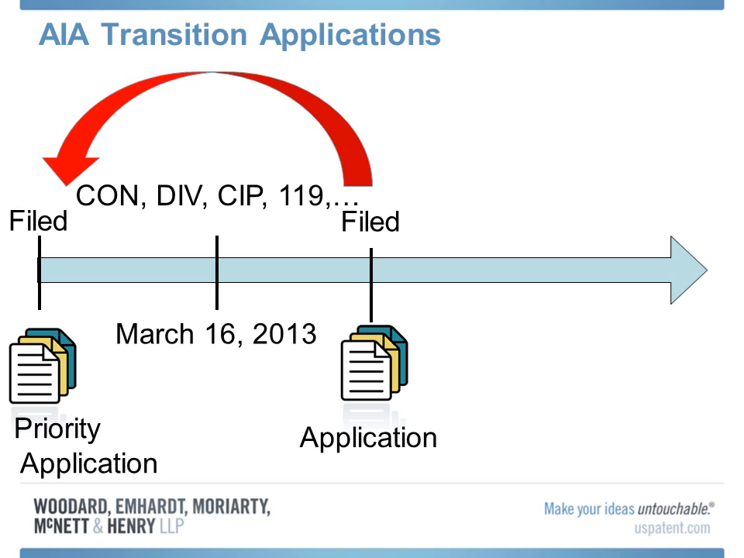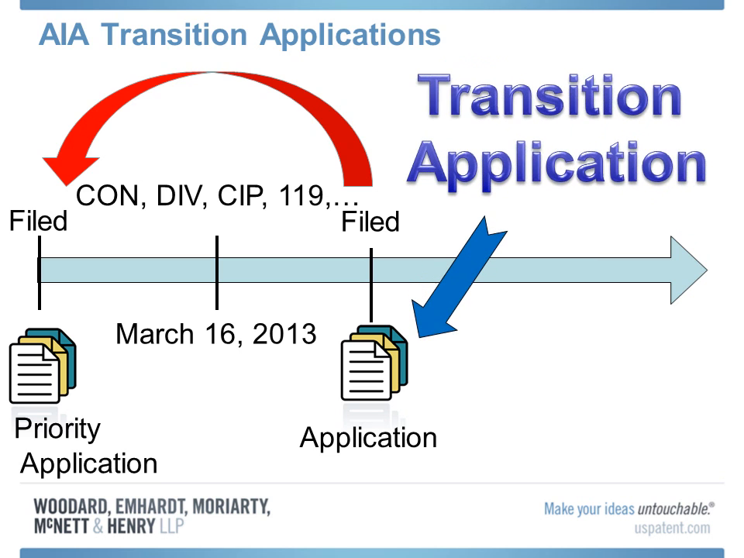Let's give you an example of a transition application. My priority application is filed before March 16th in this example. I file a con, div, CIP, or a foreign application under 119. That'll go away in a year for the foreign application, because 119 won't apply; you only have a year in which to file your U.S. application from the foreign date. So we won't have to deal with the foreign applications. But any of those are considered transition applications. And then it's up to the attorney to decide whether to file a statement or not. That makes sense?